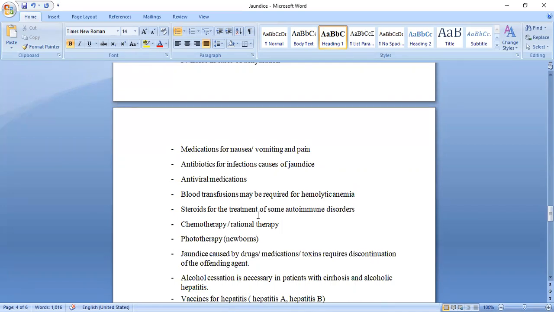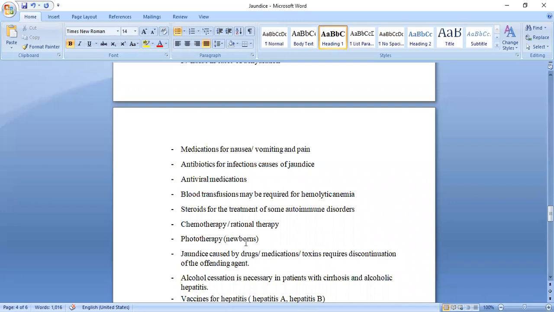Okay. Steroids for the treatment of autoimmune disorders. Chemotherapy in case of cancer, or radiation therapy, which we call the right treatment. Okay.